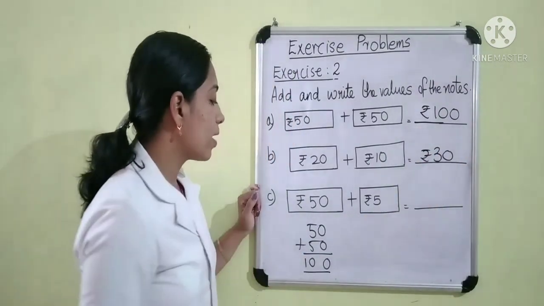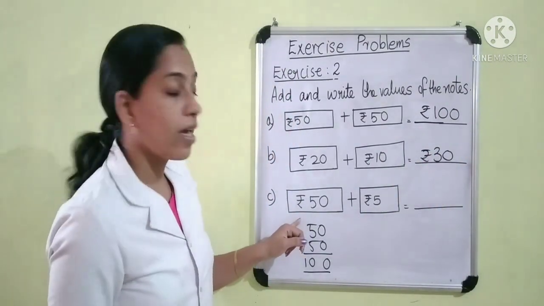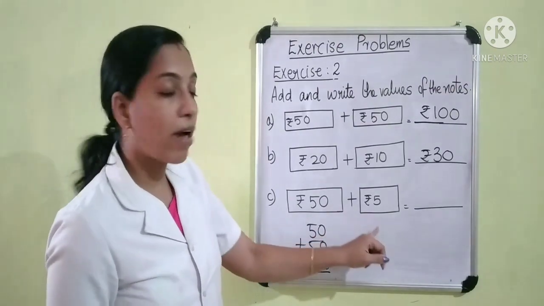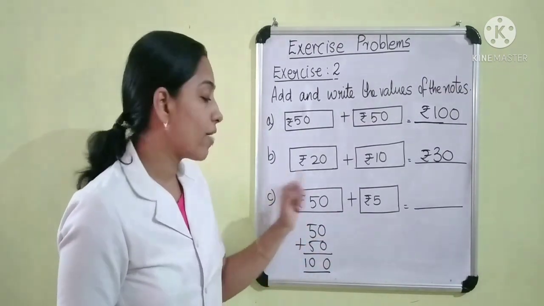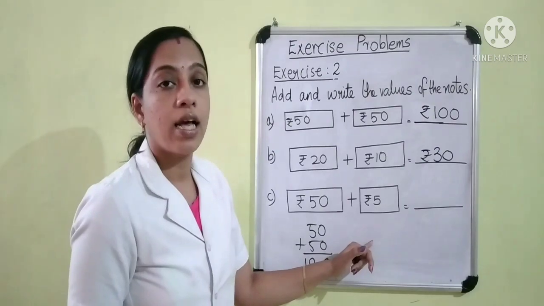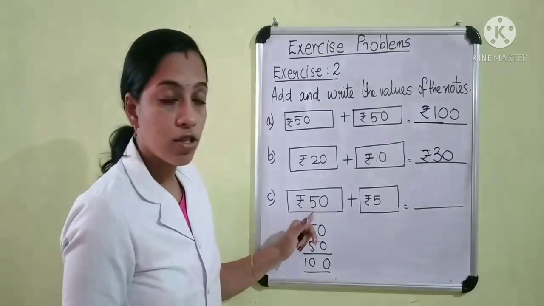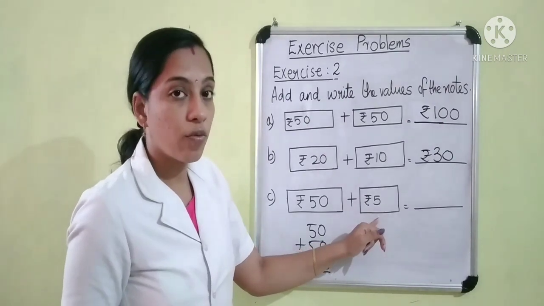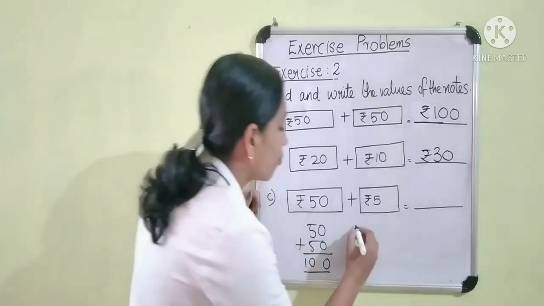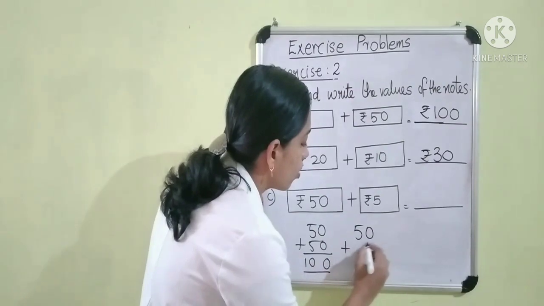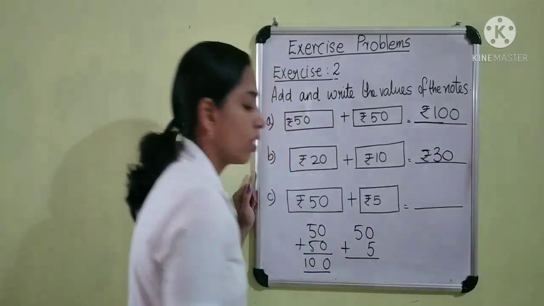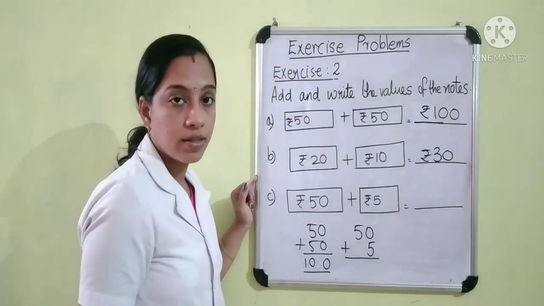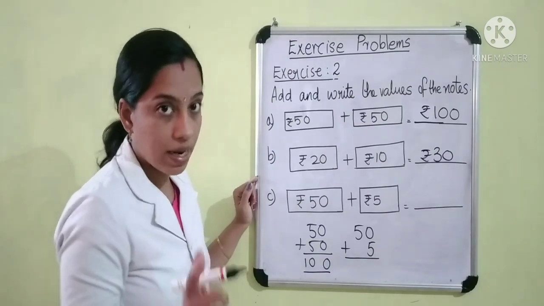Okay, the next one. Here we can see a 50 rupee note and a 5 rupee note. So how can we find out the total amount? Yes, the value of this note is rupees 50 and the value of this note is rupees 5. So let us add 50 plus 5. Can you add these two numbers? Yes, we learned how to add two numbers, right?